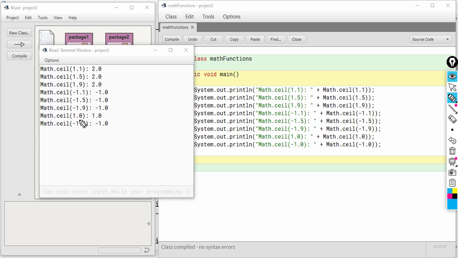Now what will happen if the decimal part is 0.0? Okay, positive 1.0 and negative 1.0. The answer will be the same number. If it is 0.0, then it's going to be the same number. So we have got 1.0 here, so the answer is 1.0. Here we have got minus 1.0, so the answer is minus 1.0. So this is how the ceil function works.